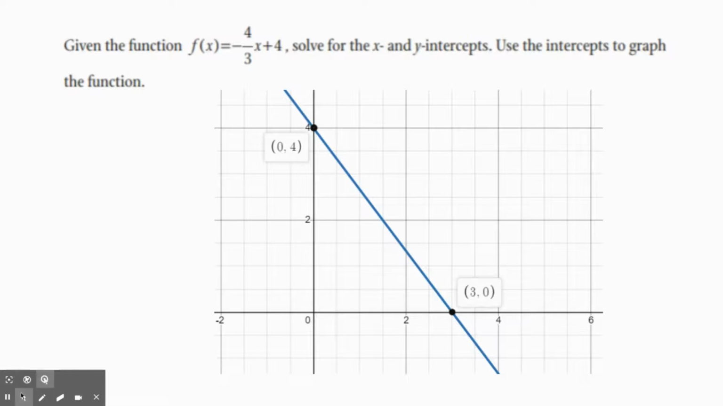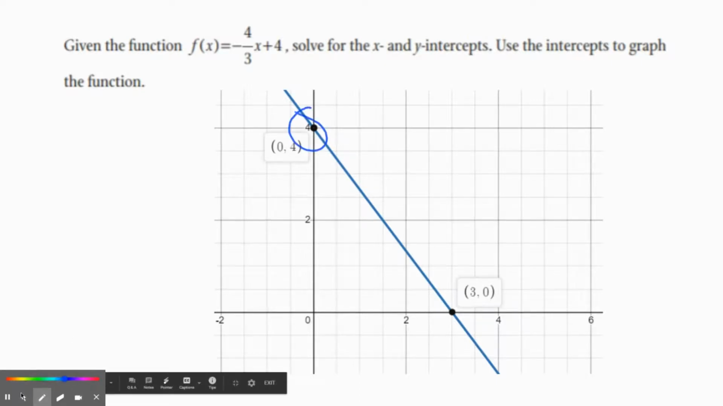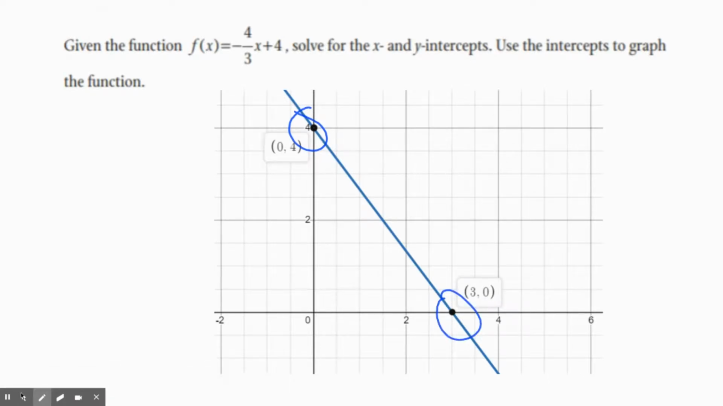Once you have the y-intercept and once you have the x-intercept, all you need to do is connect those 2 points, because all you need are 2 points to make a straight line. And as you can see, it's also following the rules of the slope. The rate of change for this is it's going to be decreasing by 4 as it's going to the right by 3, which is remaining consistent for this particular graph.